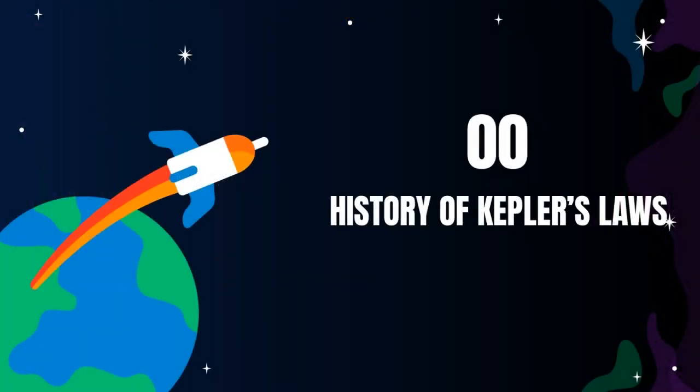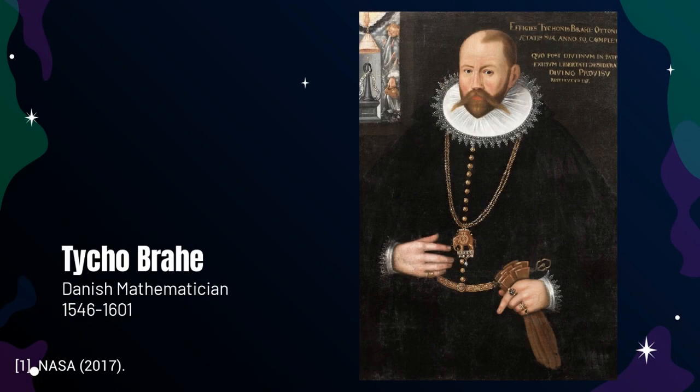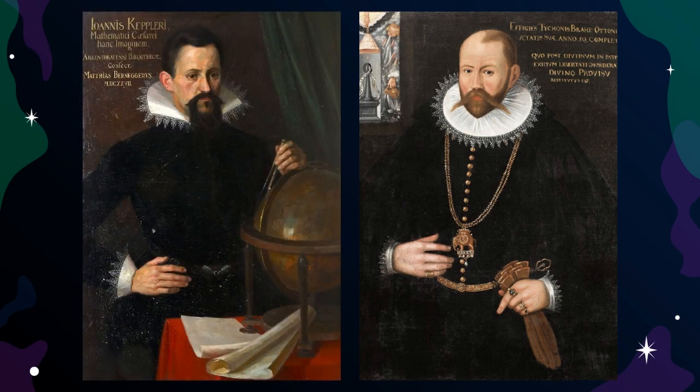Kepler's laws were named after their creator, Johannes Kepler, a German astronomer. In 1600, Kepler met Tycho Brahe, a Danish mathematician and astronomer who was collecting, for the time, highly precise data on the movement of Mars. He spent a year as Brahe's assistant in Prague, working with him to collect and analyze Brahe's highly secretive data.